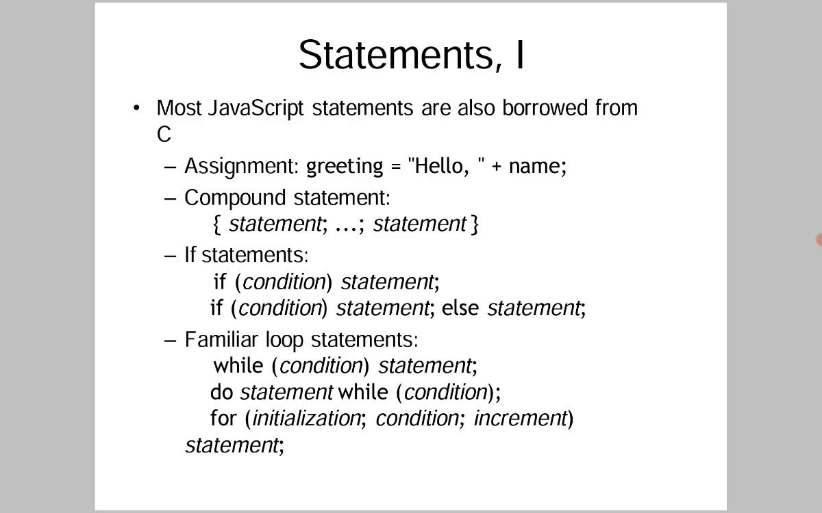So there are three types of looping statements, as we know, in C and C++. While condition, statement: it is a while loop. Do statement while some condition: the do while loop. What is a for loop? For initialization, condition, and increment statement. So there are three types of loops available in JavaScript.